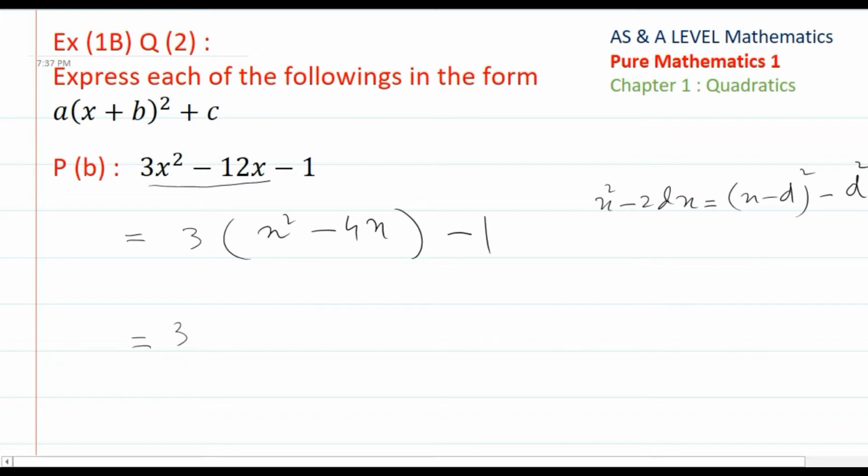This will become 3 times (x minus, here d is 4 over 2, and 4 over 2 is 2) whole square minus 2 square, minus 1.